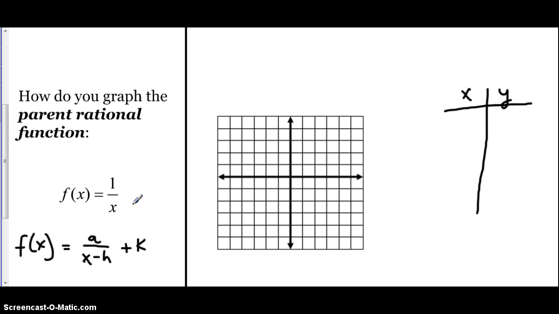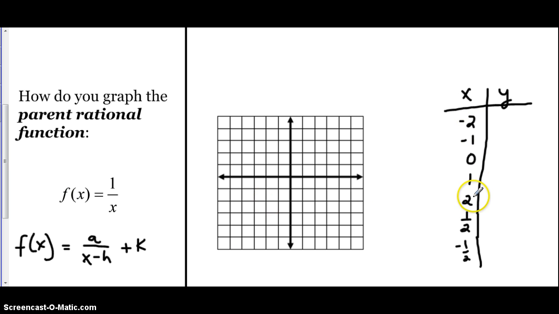So anytime you don't know what a function looks like, we can always use our table to find out. Remember, we can input our x's and output our y's to see what the graph looks like. So go ahead and input some values into x and see what you can come up with for y. Go ahead and pause the video and try that.